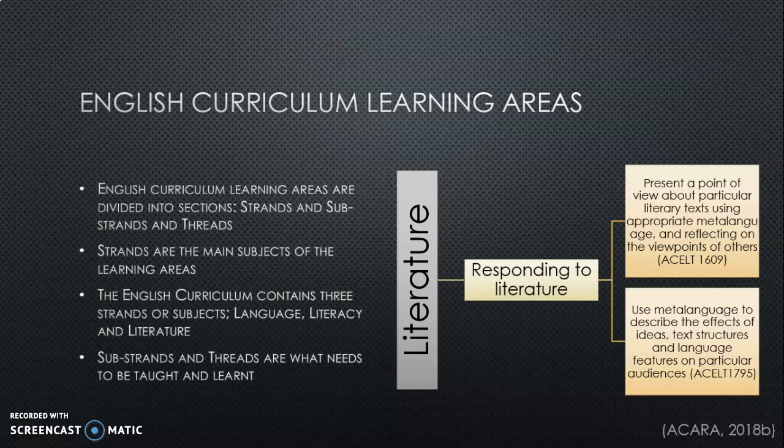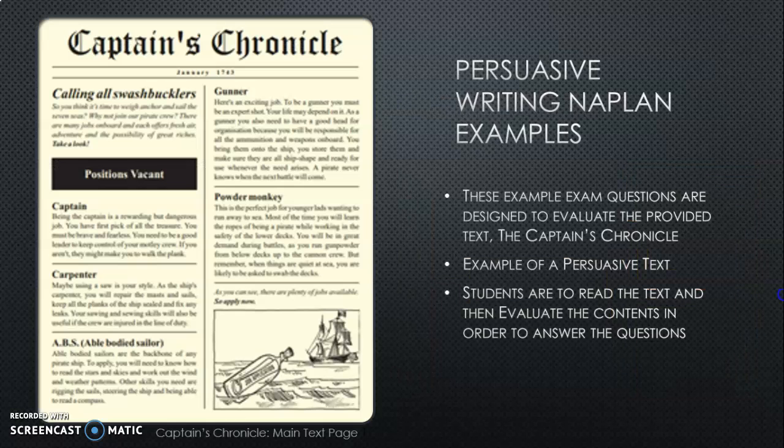Okay, obviously, if we're going to be looking at persuasive writing, we're going to be focusing on English. Our English curriculum is divided into sections called strands and substrands or threads. The strands are the main subjects of your learning areas. Your substrands and threads are what needs to be taught. So you've got your main strands of language, literacy and literature. If you have a look at my little figure here, you can see how our strand literature flows into our substrand of responding to literature, and how that flows into our content descriptors, or the specifics of what needs to be taught within the curriculum.